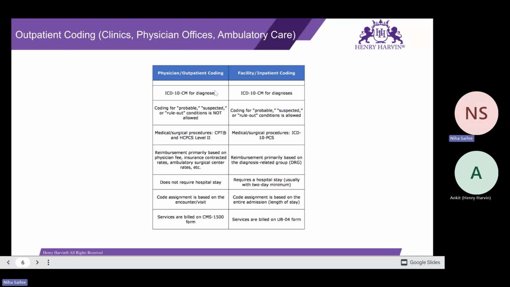The difference between outpatient coding and inpatient coding: ICD-10 CM is used for diagnosis in both inpatient and outpatient. But in inpatient, you can select ICD-10 PCS for procedures also. In inpatient facility coding, coding for probable, suspected, or rule out conditions is allowed.